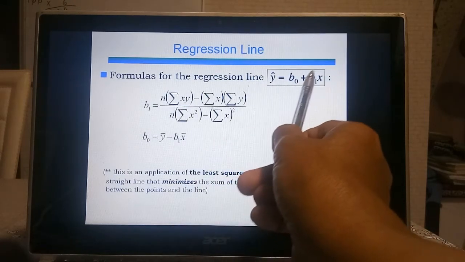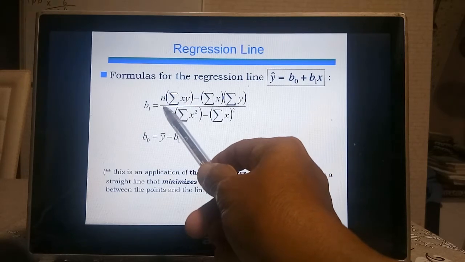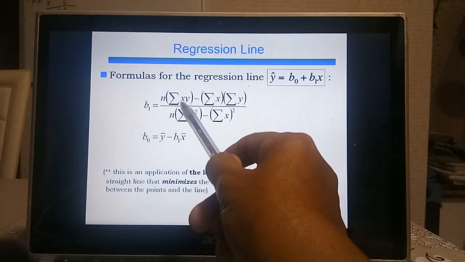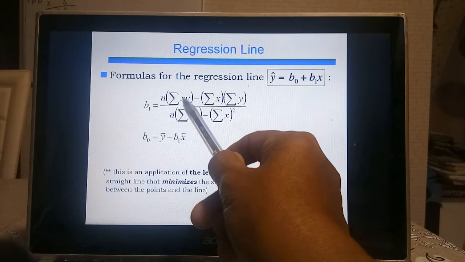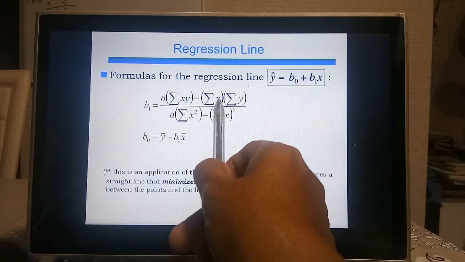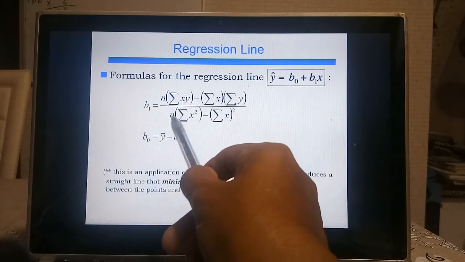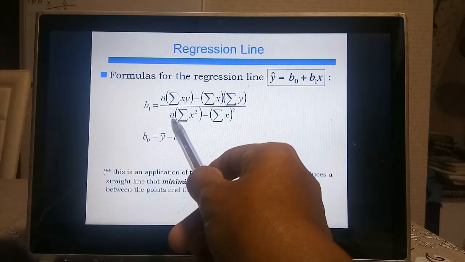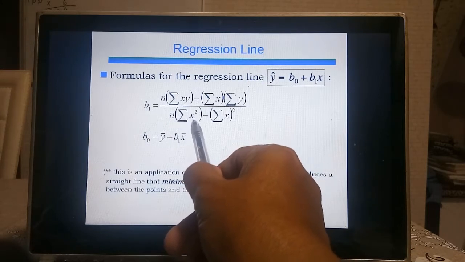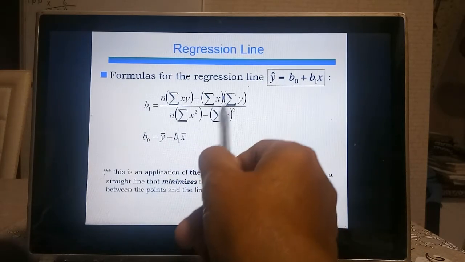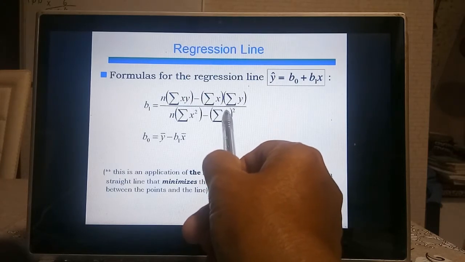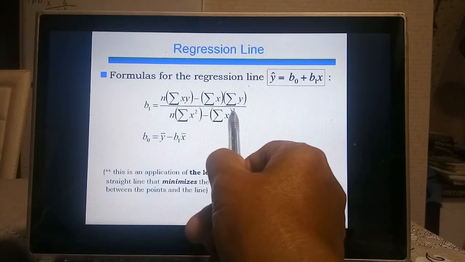So, b1 diberi oleh formula ini. Summation of XY. XY ada data-data daripada scatter plot, nilai X dan nilai Y yang sepadan. Kemudian dapatkan summation. Yang ni jumlahkan data-data X, darab dengan jumlahkan data-data Y, over n. n adalah bilangan data. Okay, ini summation of x square minus summation of x semua sekali square. Ini jumlahkan nilai x dulu, kemudian dah jumlahkan baru kita squarekan value tersebut.